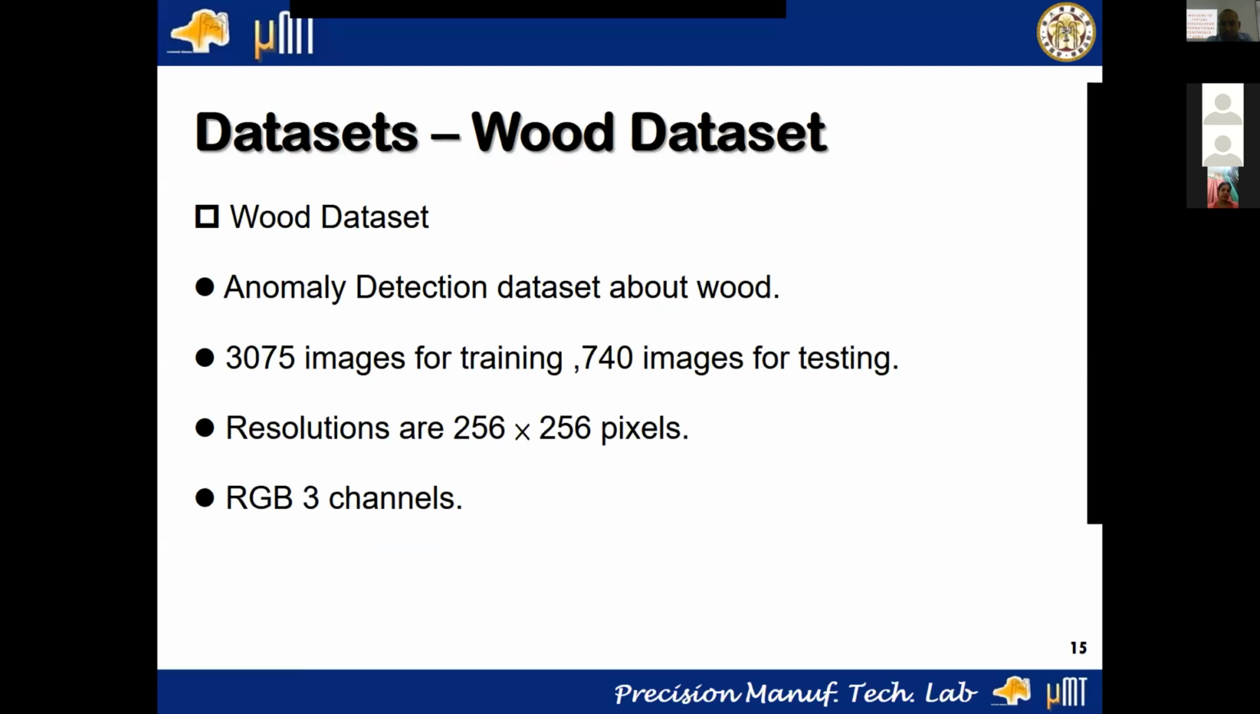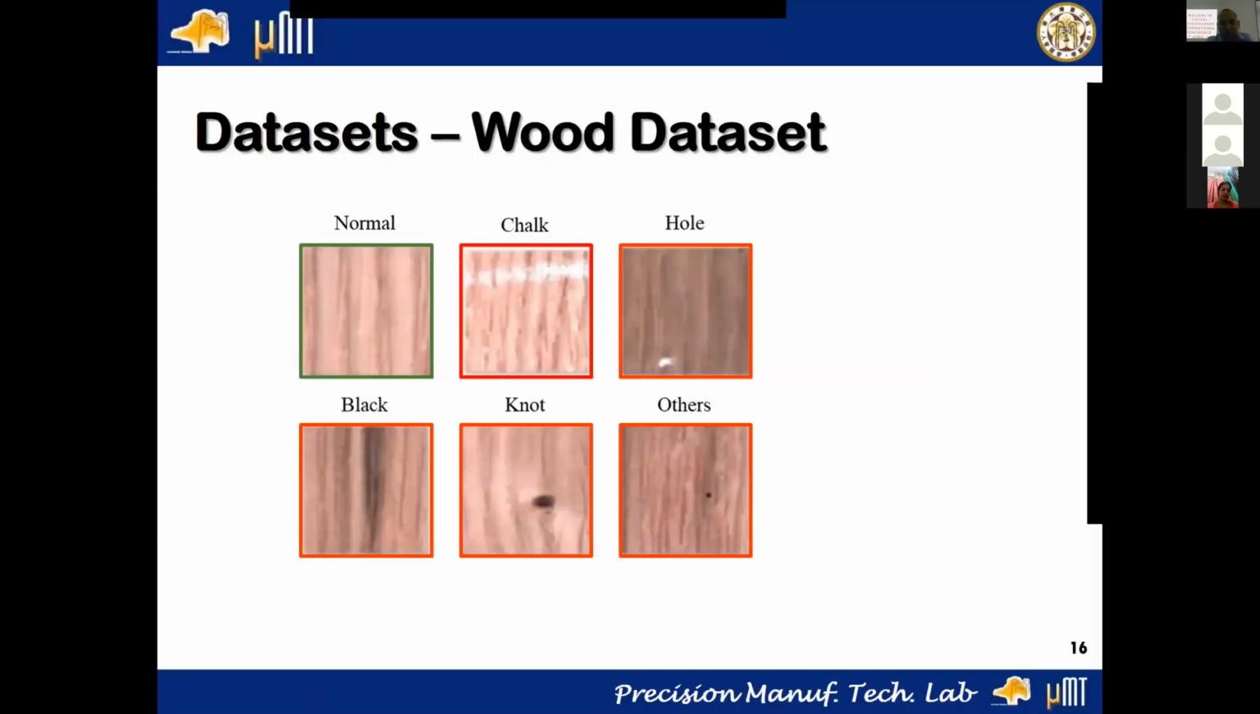The second dataset used in this paper is the wood dataset. It's an anomaly detection dataset about wood. These are the labels of the wood dataset: contents, normal, chalk, hole, black, knot, and others. The labels except normal are all anomalies.